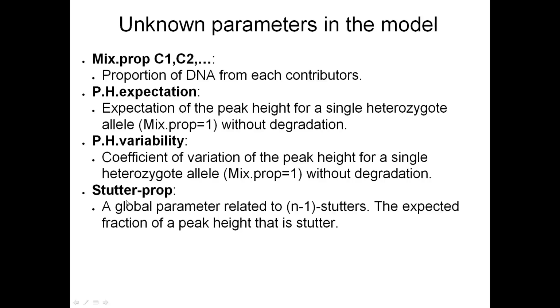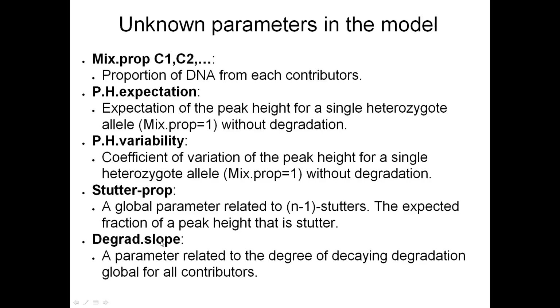Next we have the stutter proportion parameter. This is a global parameter which is related to the n-1 stutters, and this is given as the expected fraction of a peak height that is stutter. The degradation slope parameter is a parameter related to the degree of decaying degradation, which is global for all contributors.